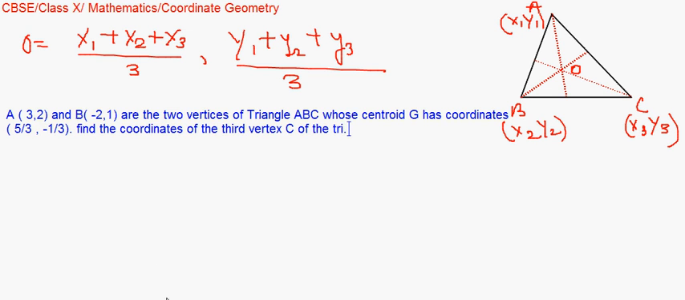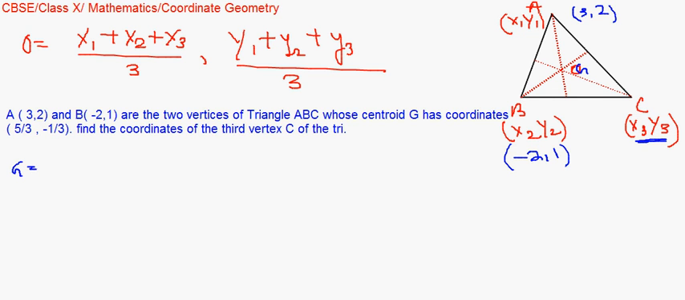Okay, so let me take this as A, which is given here as (3, 2) in the same figure. I'll just rename the centroid as G. B is given by (-2, 1), and C, as we are supposed to calculate, let it be x3, y3. We know that the centroid is given by the formula which I've already written on the board. So I'll just apply that.